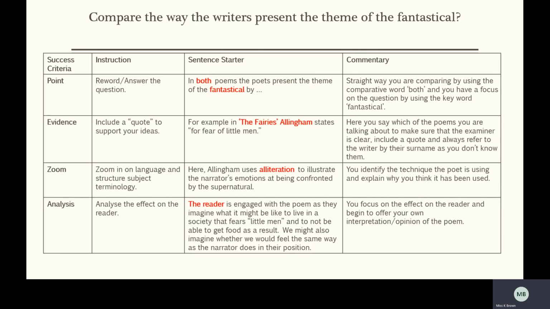So think about what they have used and why they have used it, and then we come on to our analysis, which is the effect on the reader. The reader is engaged with the poem as they imagine what it might be like to live in a society that fears little men and might not be able to get food as a result. We might also imagine whether we would feel the same way as the narrator does in their position. So when I am reading that quote, "for fear of little men, we daren't go hunting for fear of little men," I imagine what it would be like to have to go to the supermarket and be worried about being attacked by little men or pinched and prodded and stolen from by these tricksy little fairies. So I don't have to worry about that, but I imagine what it might be like.